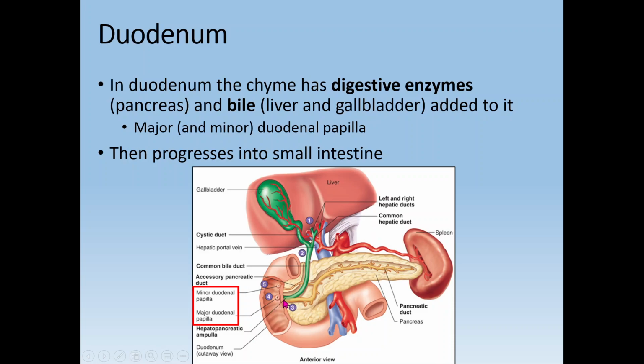And these digestive enzymes and bile are going to be added. You can just barely see it. There are two small openings here on the lining of the duodenum. These are called the major and minor duodenal papillae. So they're just ducts, just openings, and they line up with the ducts of the pancreas and the ducts of the gallbladder and liver to add these materials to the chyme. This is then going to progress into the small intestine.